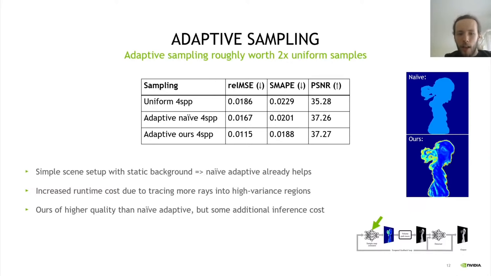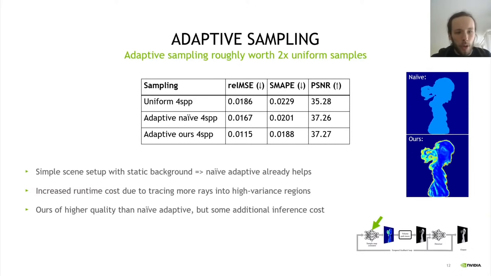But on the other hand, our scene is of rather simple complexity, because we always use a static background, for example. So just using a naive adaptive sampling helps as well. And there's definitely some runtime cost to it, since a lot of the samples which would otherwise miss the volume will now be redirected into the volume due to the adaptive sampling, and we need to trace more rays in the end. So there's definitely some cost, but there's also a very clear performance and quality improvement.